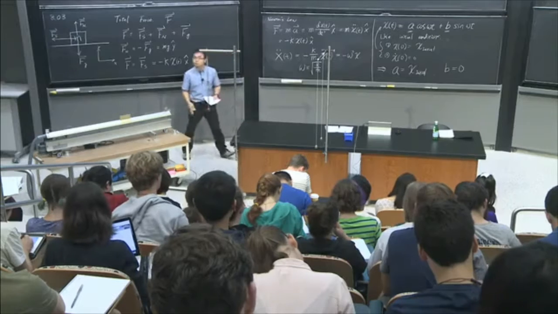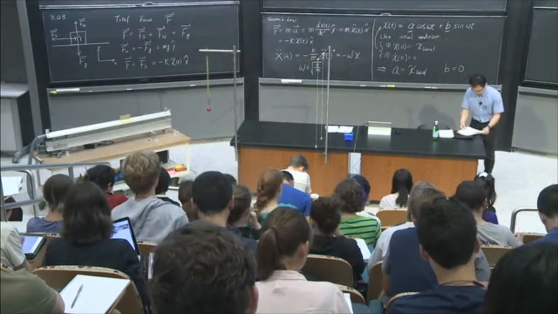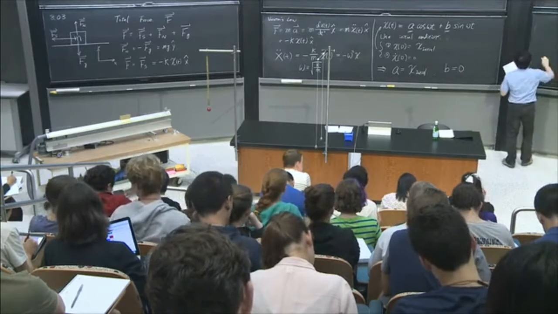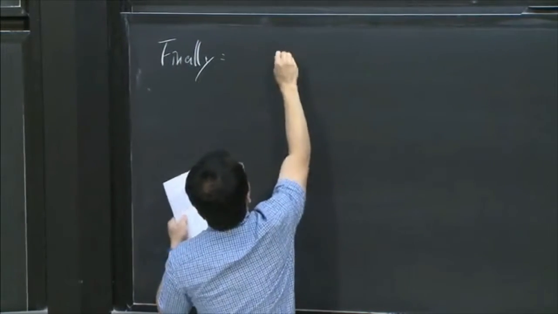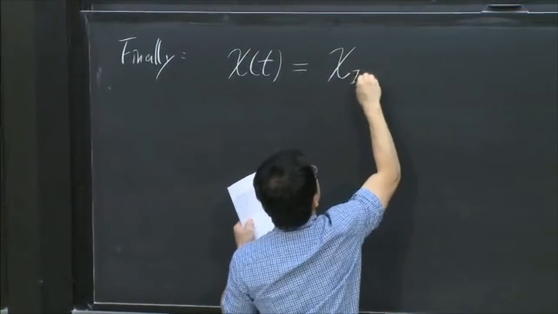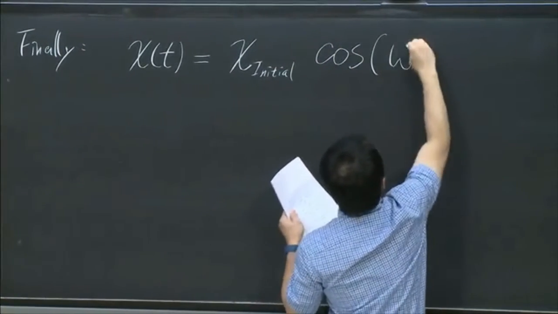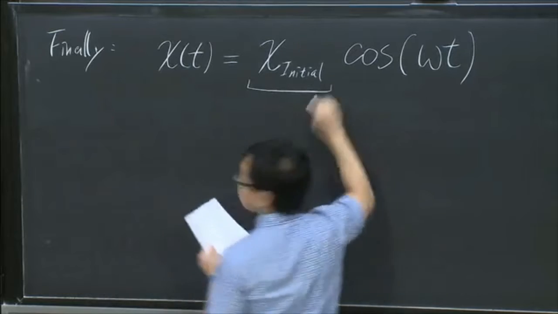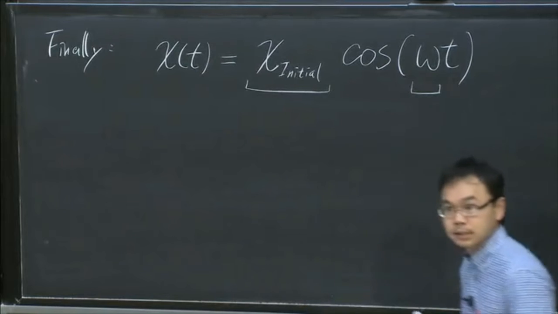Any questions so far? Okay, very good. So now we have the solution. Finally, the solution we get is x(t) equal to x initial cosine omega t. This is the amplitude of the oscillation, and this is the angular velocity.